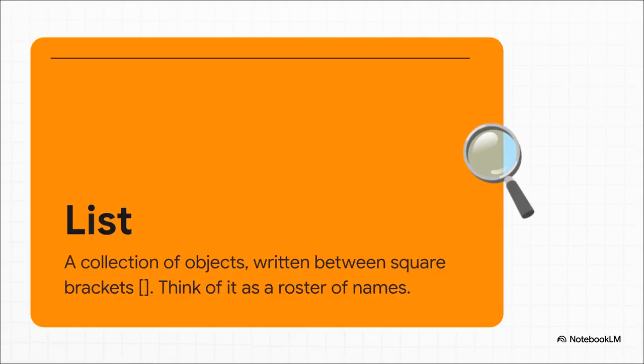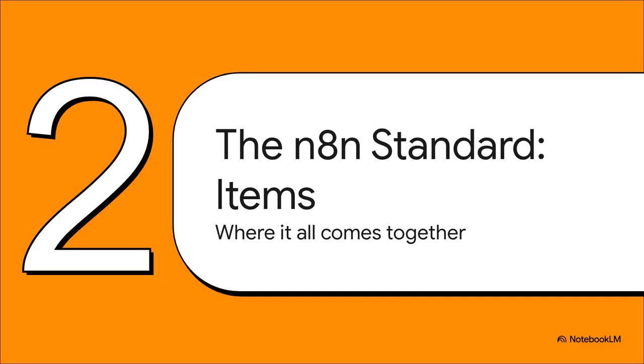Okay, that was concept one. The second basic data form is a list, and it's exactly what it sounds like, just a collection of things, all wrapped in square brackets. So if a JSON is like one person's ID card, a list is the whole roster of everyone in the group. So, we've got our two building blocks, JSONs and lists. Now, let's see how n8n combines them into its own powerful standard. This is where it all starts to click.